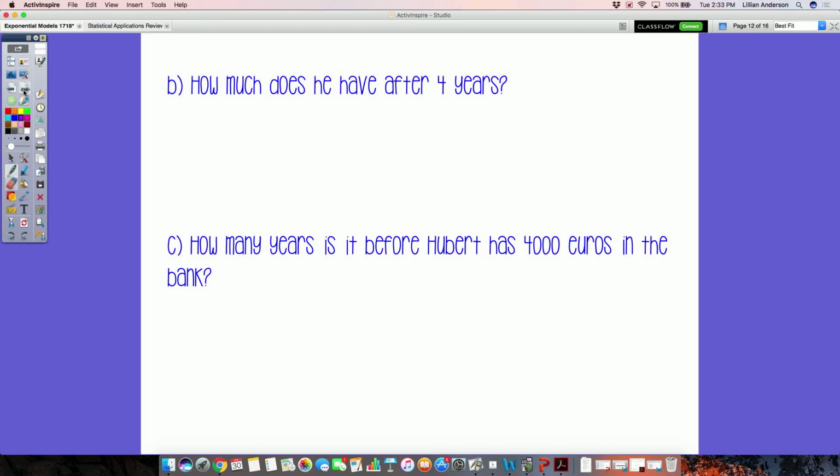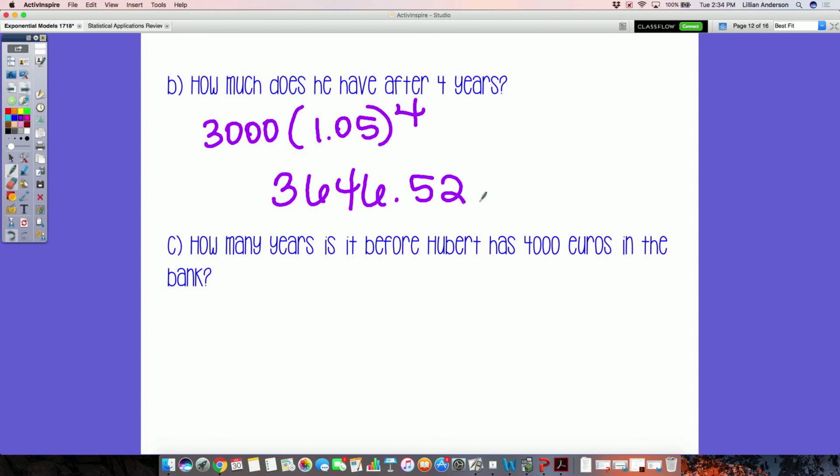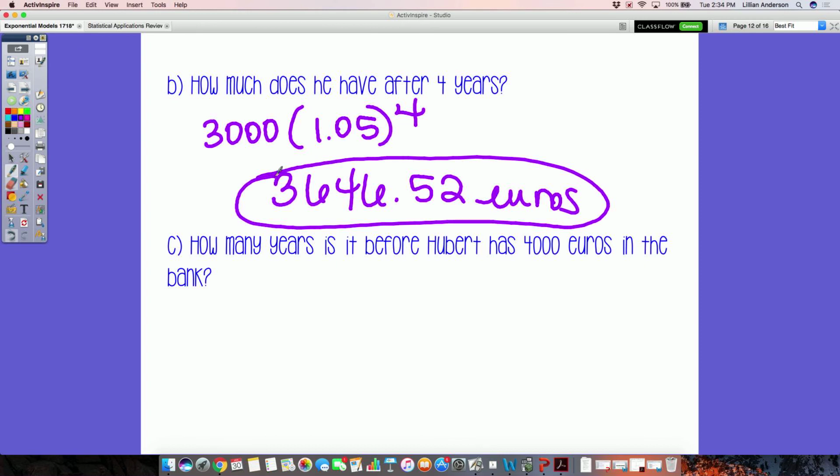How much does he have after 4 years? Now we're talking about money, so how should we round? 2 decimal places. So when we type that in, it is 364... 3646.51875. So 3646.52 euros. So we are talking about money here. Anytime we're talking about money, there are 2 decimal places, unless it tells us otherwise.